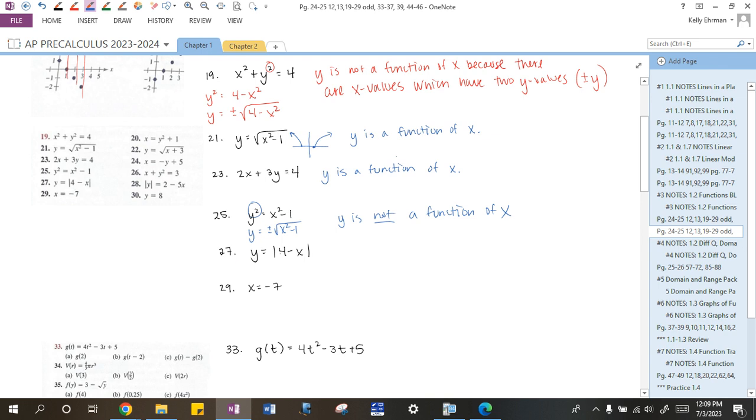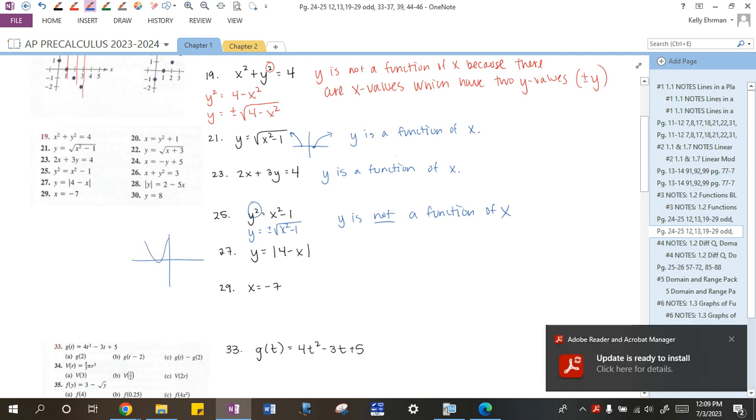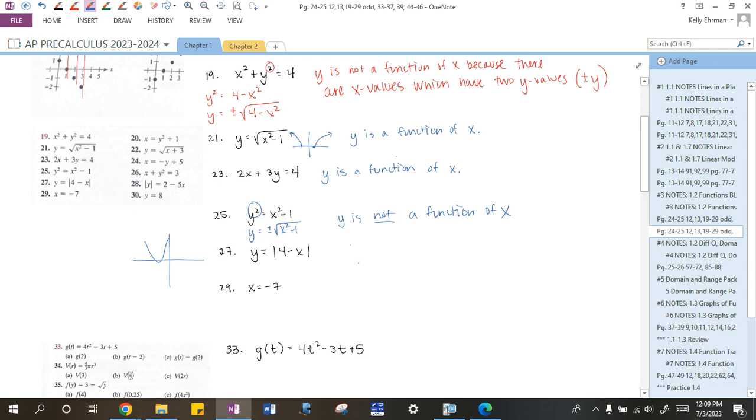27, these are absolute value bars around 4 minus x. We can think about that graph. We can plug in numbers. Remember, absolute value graphs are like V shapes, right? So y is a function of x. If the y is inside, if it's like x equals absolute value y, that's not y as a function of x, because that would be like, if x is 2, y could be plus or minus 2 to make that work. So anyway, and then for the last one, a vertical line is not a function.